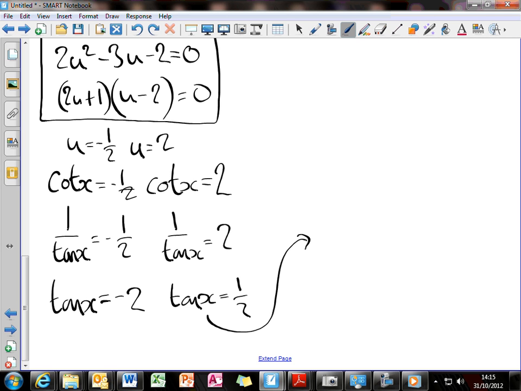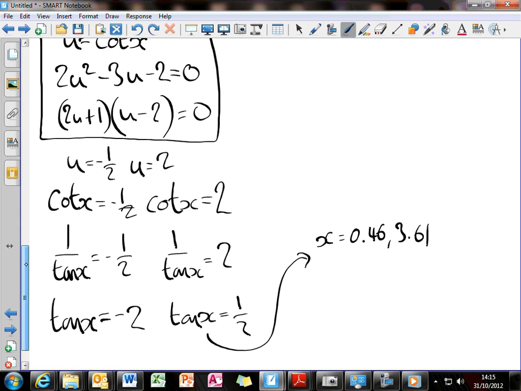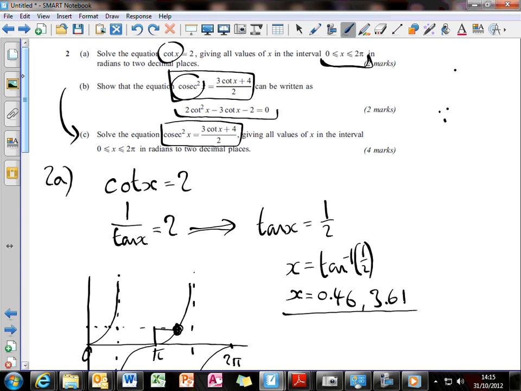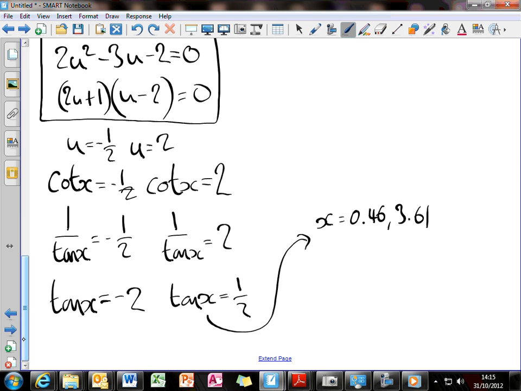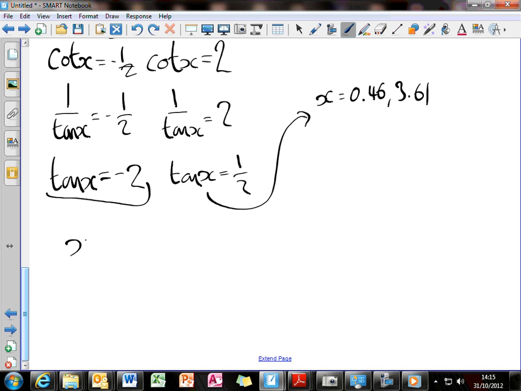So we've got x equals 0.46 and 3.61. Notice the question is nice because it sort of talks you through it. You've already done bits of it. You've already put it in this form so that you can solve this equation. And when you come to solve this equation, you've already got some solutions to the first part of it anyway. So we just need the extra solutions that come from this one, this tan x equals minus 2. Well, that's not a problem because we've already done essentially the similar problem.